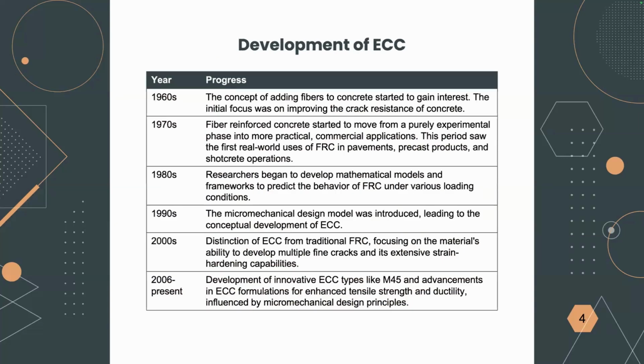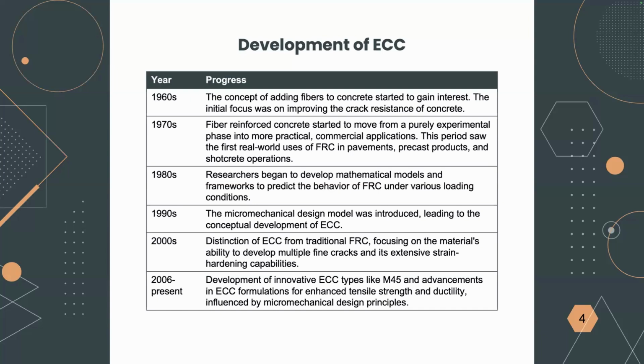In this chart, I summarized the development of ECC. So how everything started. Everything started around the year 1960. Researchers were keen to understand the effect of adding fibers to concrete. They wanted to increase the crack resistance of concrete, because as we said, concrete by nature goes under shrinkage effects or temperature effects, which create cracks on its surface.